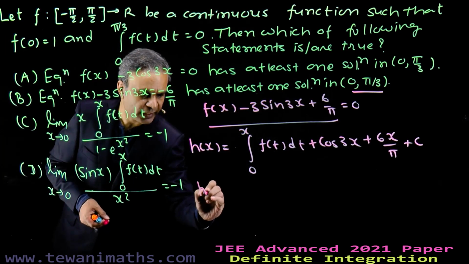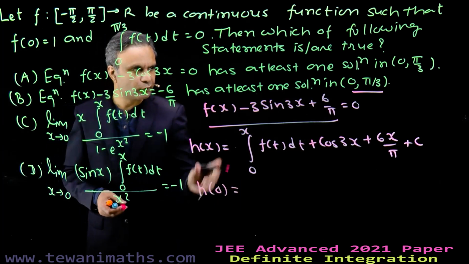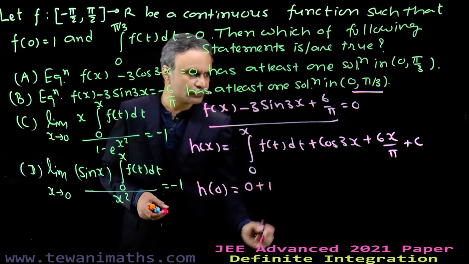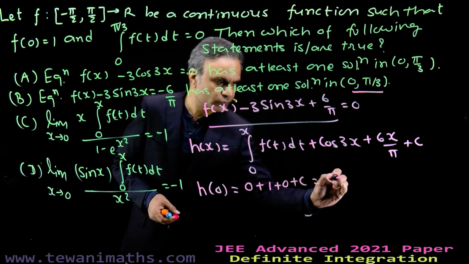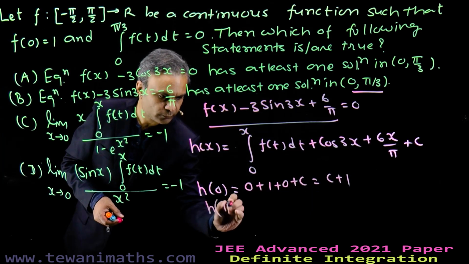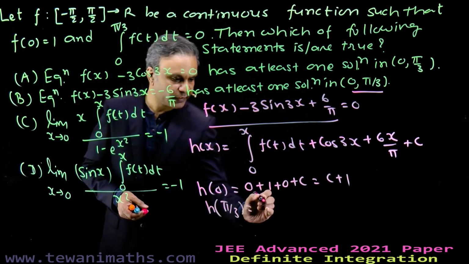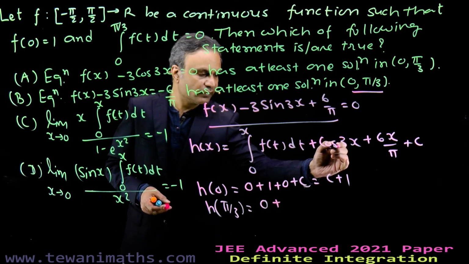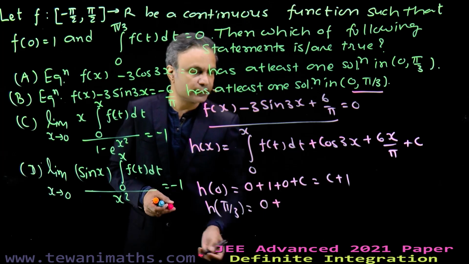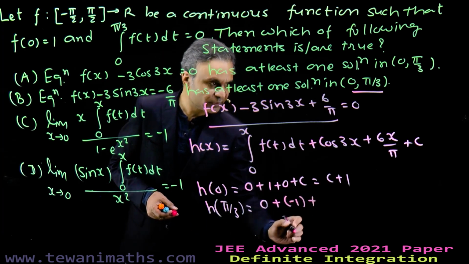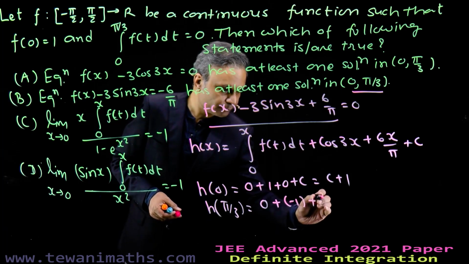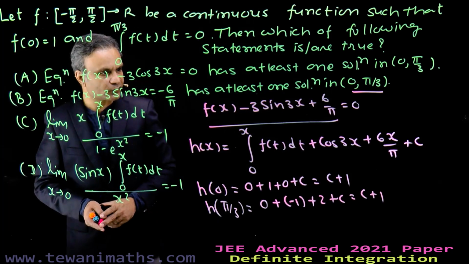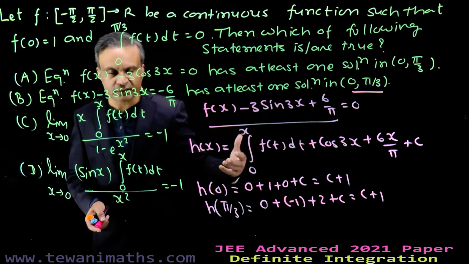Now we check the value of h(x) at 0 and pi by 3. h(0) will be 0 plus 1, cos 0 is 1, plus 0 plus c, this is equal to c plus 1. And h(pi by 3), replacing x with pi by 3, we find 0 because the value of this definite integral is 0. So we have 0 plus cos pi which is minus 1, plus 6 over pi into pi by 3 which is 2, plus constant c, this is also c plus 1. So this function satisfies the conditions of Rolle's theorem.